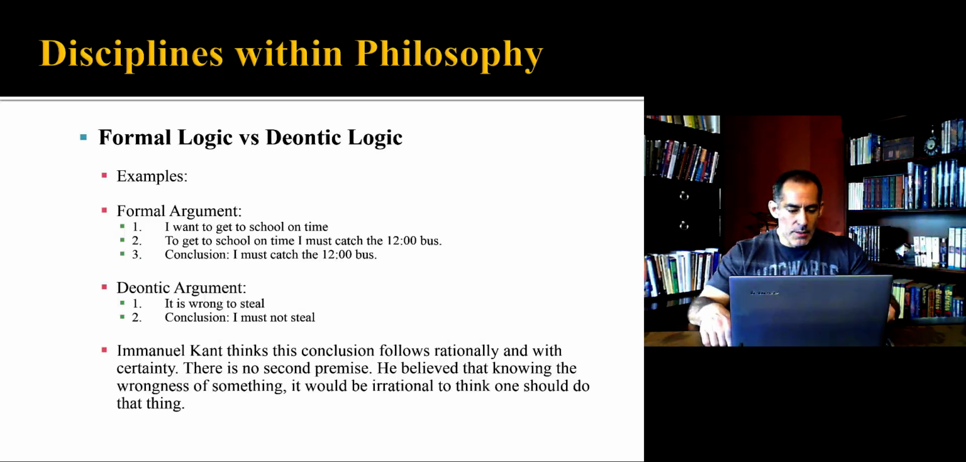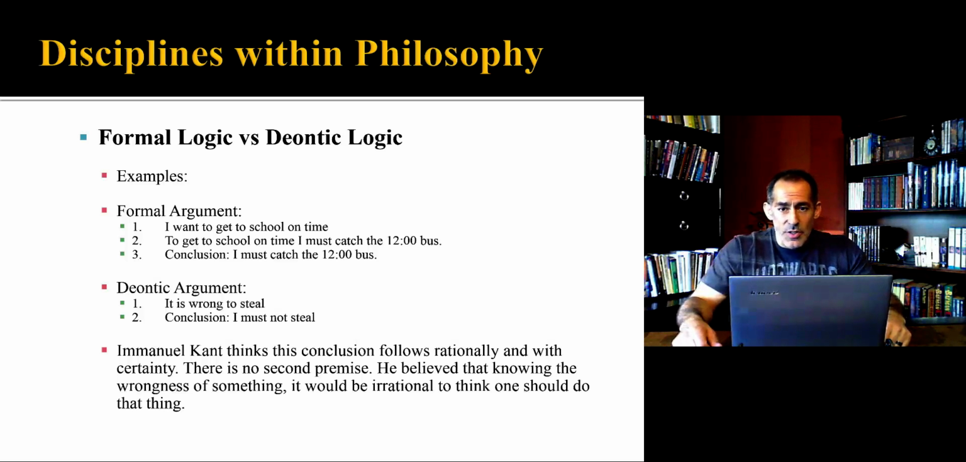Let me just give you a quick comparison between maybe a deontic argument and a formal logical argument. On this screen, you'll see the formal argument. The first 2, 1 and 2, we'll call those premises. They come before 3, which is the conclusion. I've got that labeled. Premise 1 is, I want to get to school on time. Premise 2, to get to school on time, I must catch the 12 o'clock bus. Now, if those 2 things are true, that I want to get to school on time, and in order to do that, I must catch the 12 o'clock bus, my conclusion is I must catch the 12 o'clock bus. And the conclusion follows from the premises because of the formal relationship of those statements.